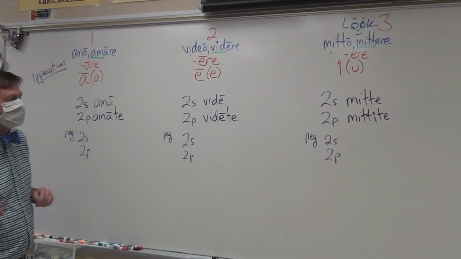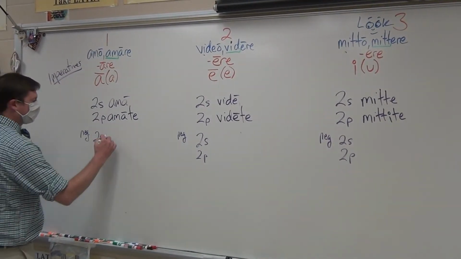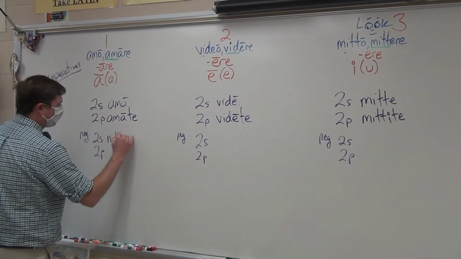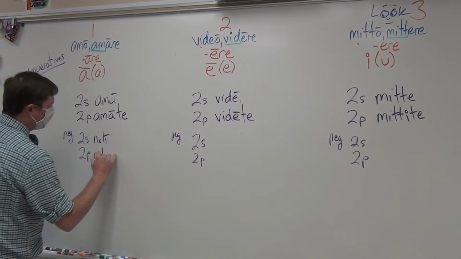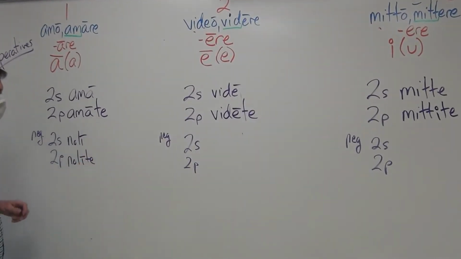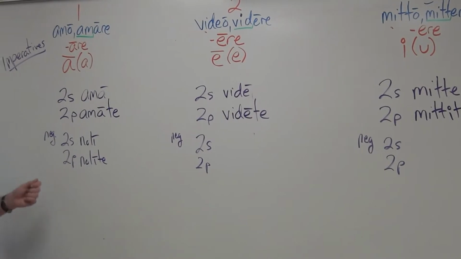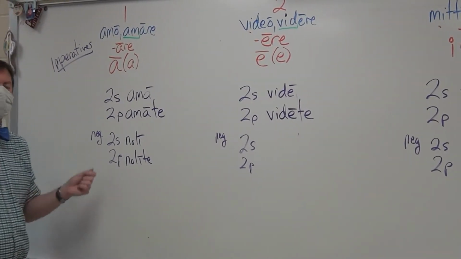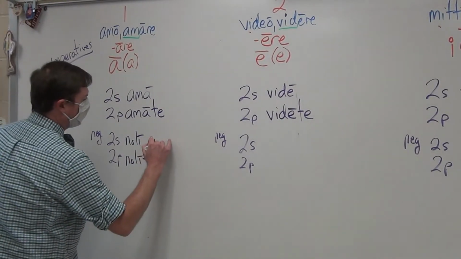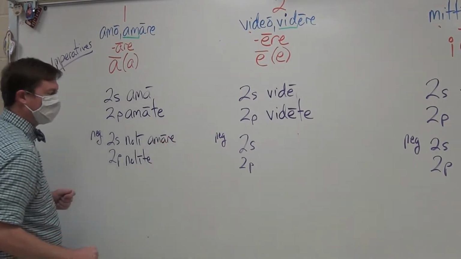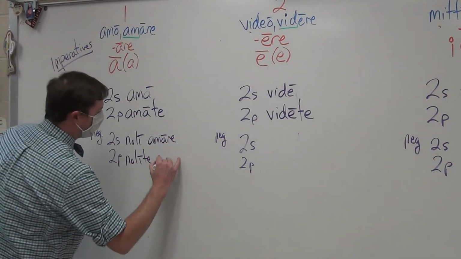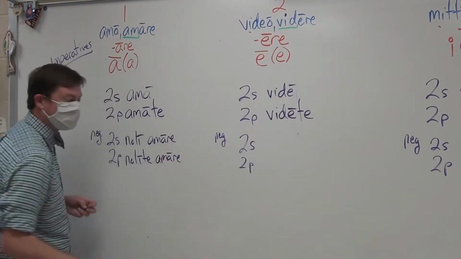And what you do, and it's the simplest thing in the world, is that you will take, for the singular, noli, and for the plural, nolite. And the form of the verb that you put with the noli or nolite to indicate the imperative is the infinitive. Noli amare, don't love. Nolite amare, don't love. But you're talking to more than one person.